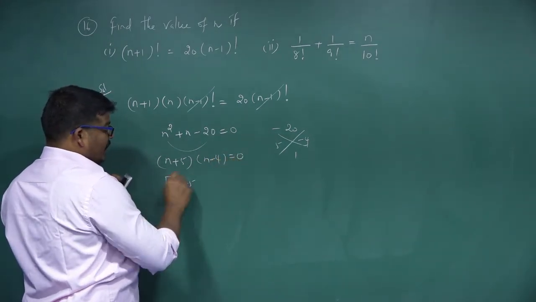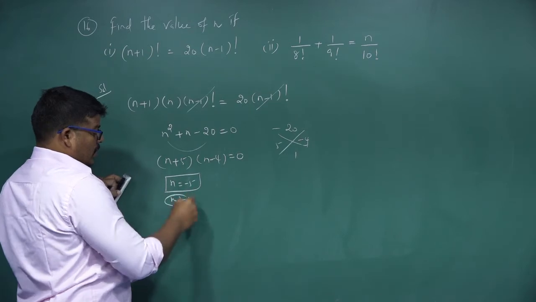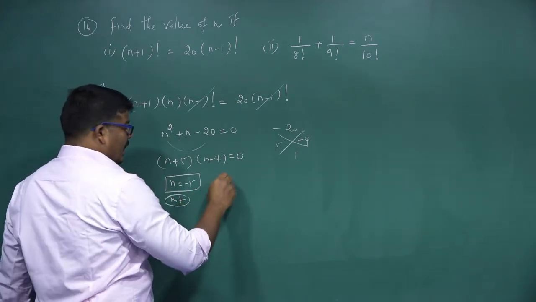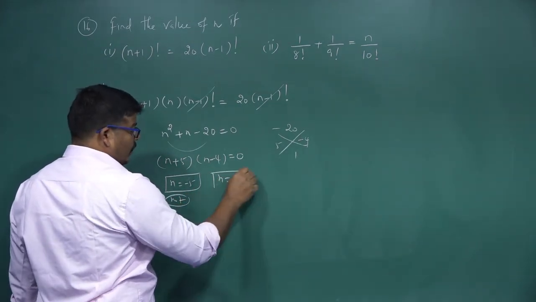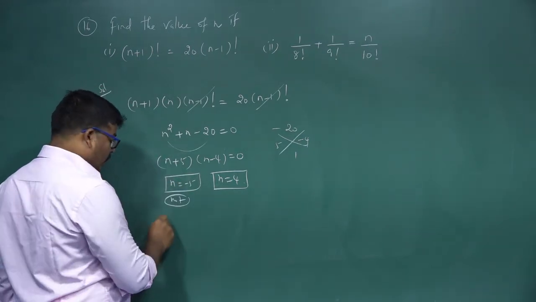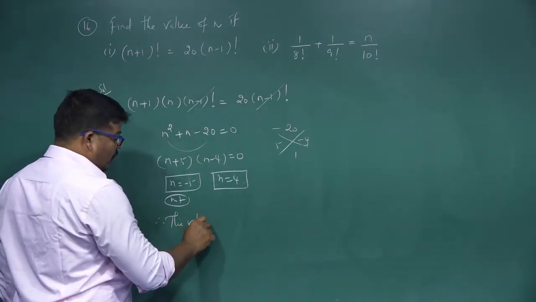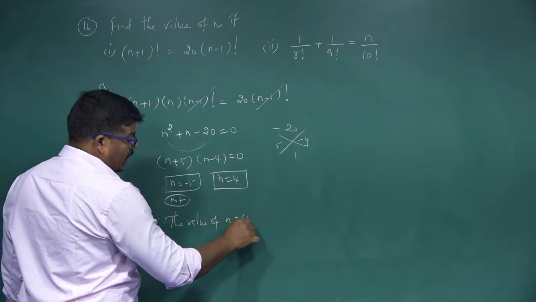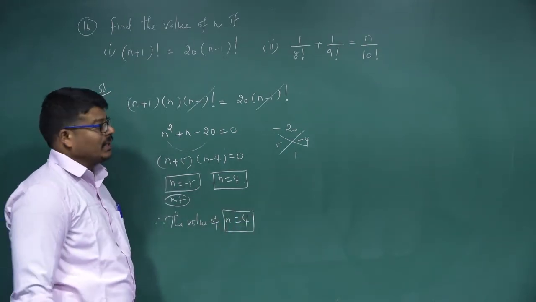n equal to minus 5 is not possible. n minus 4 equal to 0. Here the n value is 4. Therefore, the value of n is equal to 4. Value of n is 4.